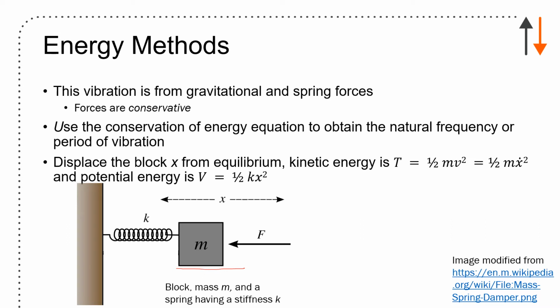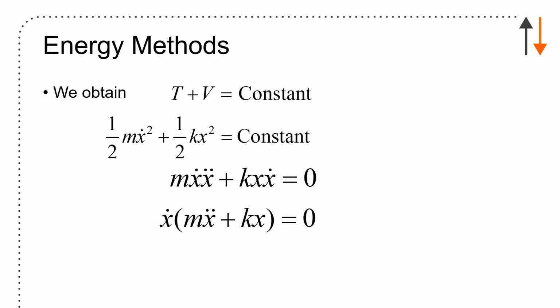So you displace the block x from equilibrium. Your kinetic energy is 1/2 mv squared, or writing it in the notation we're using here, 1/2 m x dot squared. You have potential energy, which is 1/2 kx squared, which you can just use directly, and you can start to add terms. So T plus V is equal to a constant, because you know that total energy is never going to change because it's conservative.